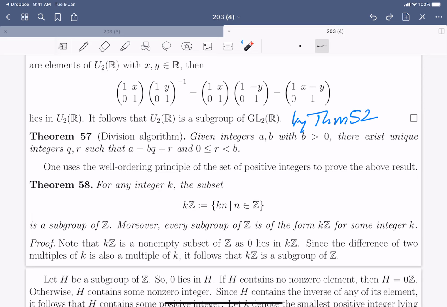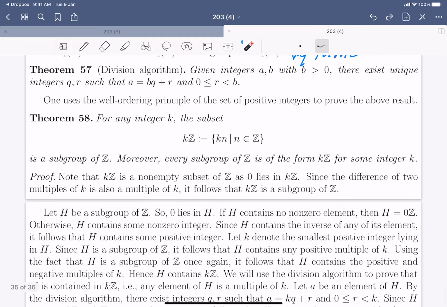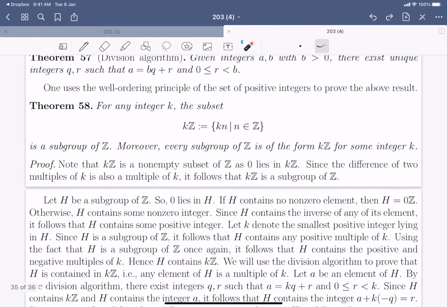Anyway, this is a theorem because it follows from a bunch of axioms, namely the well ordering principle of the set of positive integers. So one uses that to prove this result. Okay. So here this states that if you have two integers a and b where b is positive, then there exist unique integers q and r such that a is bq plus r, where r has this property. Okay, we are going to use this division algorithm to prove an interesting result.